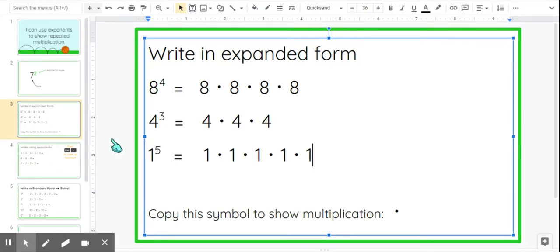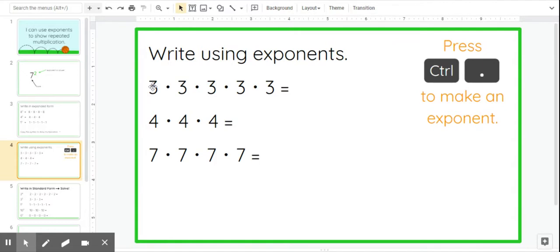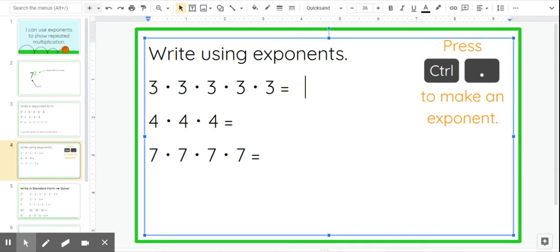Let's go backwards. Let's look at numbers being multiplied and write it with an exponent. So this one we have 3 times itself over and over. So the base number is going to be 3. We have 3, 1, 2, 3, 4, 5 times. So our exponent is going to be 5.